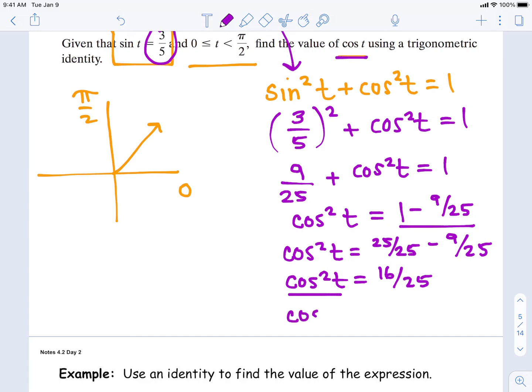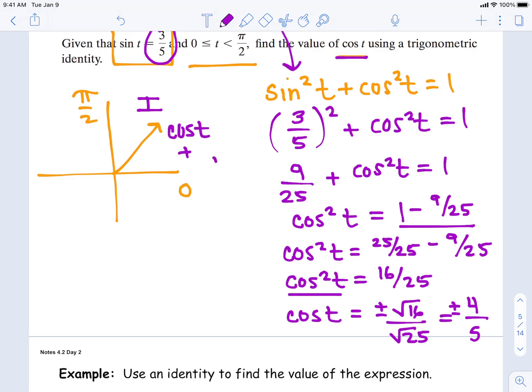We do need to undo this squared so that we're left with just cosine of t. So we're going to square root both sides. Well, the square root of 16 is 4. The square root of 25 is 5. Now notice that there is a plus or minus. We only want to choose the one that is appropriate to the angle that it falls in, and it falls in quadrant 1. So in quadrant 1, the cosine value would have to be a positive number, and the sine value would have to be a positive number. So our final answer then is the cosine of t is going to be a positive 4/5.